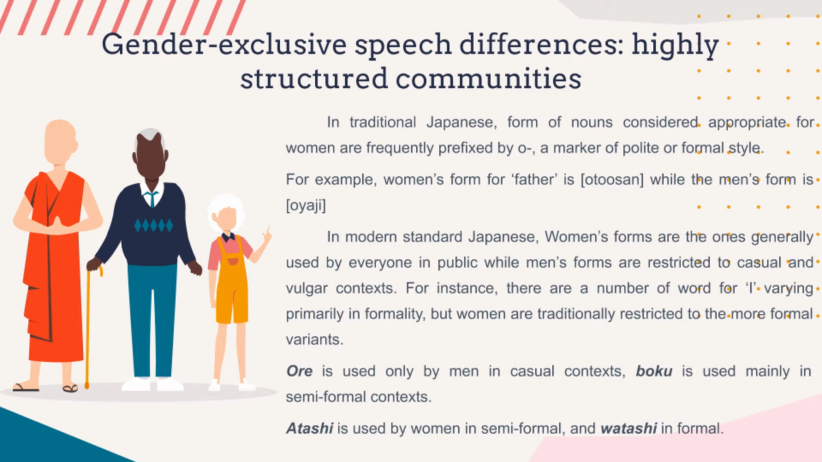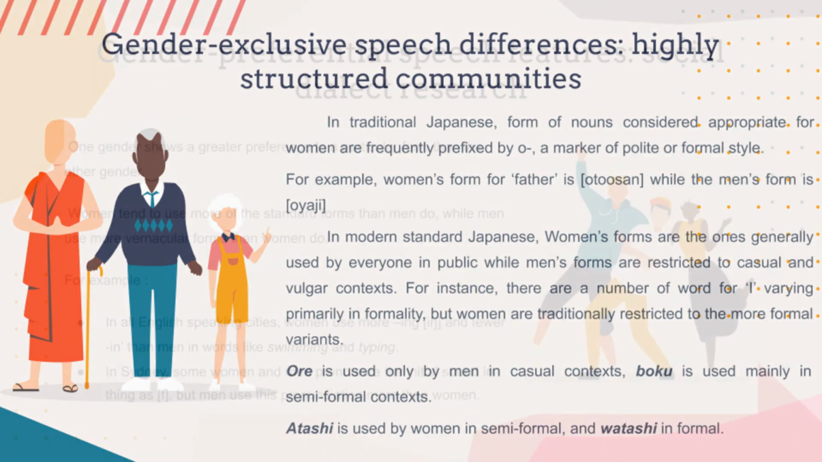For instance, there are a number of words for I varying primarily in formality, but women are traditionally restricted to the more formal variants. Ore is used only by men in casual contexts. Boku is used mainly in semi-formal contexts. Atashi is used by women in semi-formal and watashi in formal contexts.